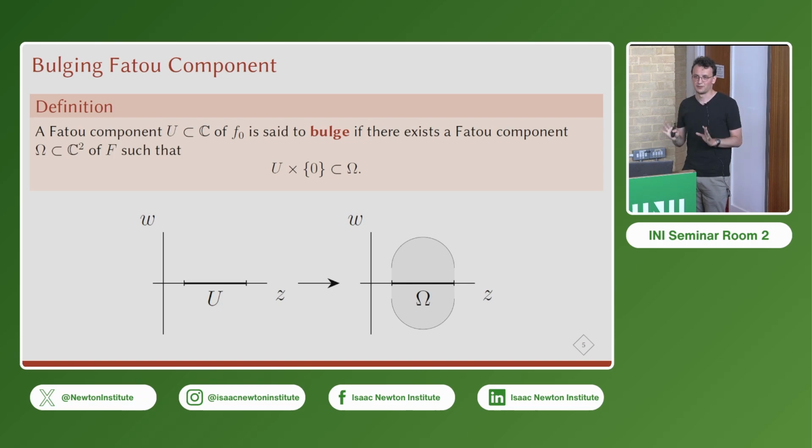Technically, I haven't defined what the Fatou component of a skew product is. You have to be kind of careful to define the Fatou set in higher dimensions, but what you can have in mind is just the usual definition of normality, where either you have locally uniform convergence of iterates or you have uniform divergence to infinity. So this is what we want to study.